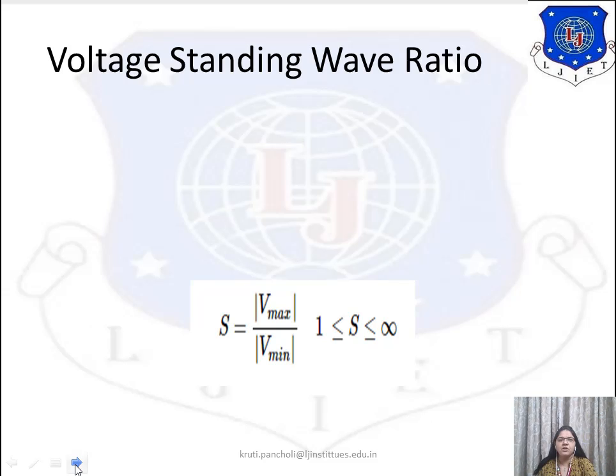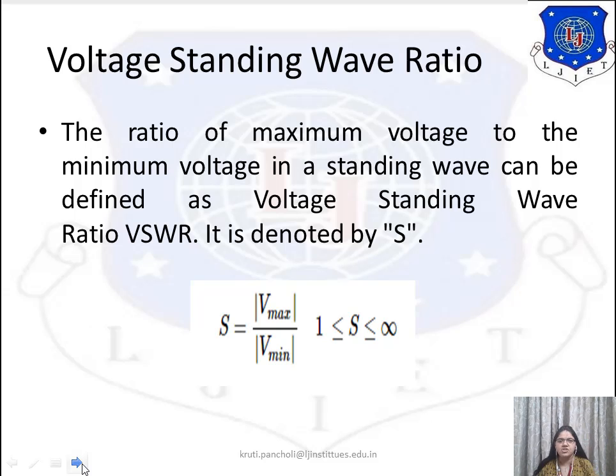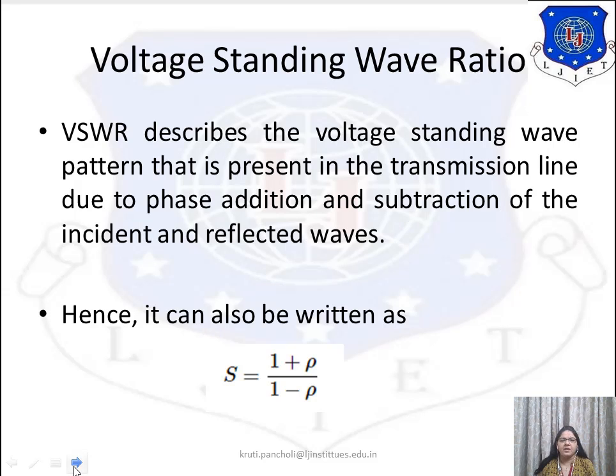The equation for the voltage standing wave ratio is S is equal to V max upon V min, and the value of S is between 1 and infinity. So the ratio of maximum voltage to the minimum voltage in a standing wave can be defined as voltage standing wave ratio.